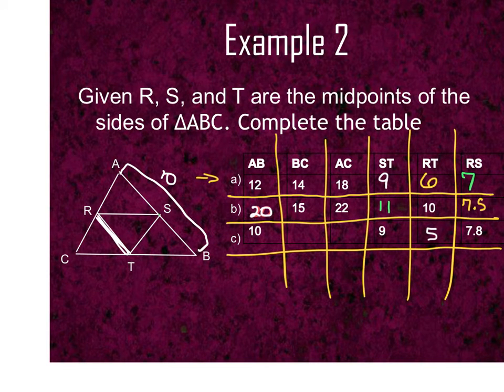The next piece of given information is the length of ST. That's the next column that has a number. This is 9. So the side of the triangle it's parallel to is AC. I need to double the 9, so 9 times 2, and this side will be 18.